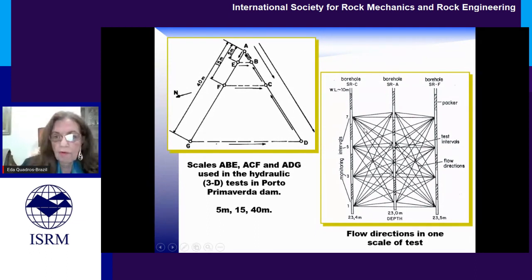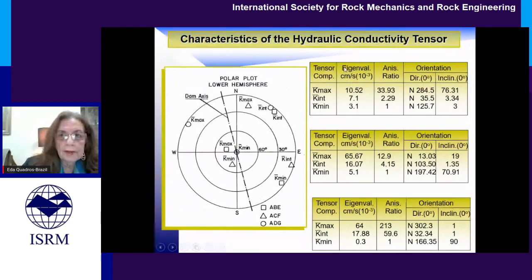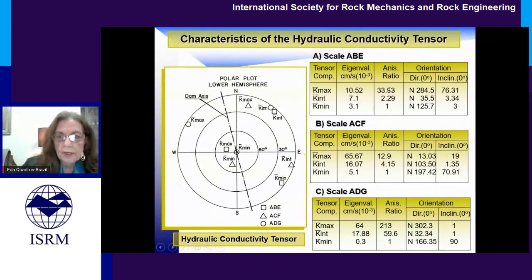And here is an example for three boreholes of test, the flow direction in one of the scales. And here, the characteristics of the hydraulic conductivity tensor shown by the eigenvalues, the anisotropy relation also for each scale of test, and the K maximum and the K minimum for each scale of tests. The anisotropy relation was very high in the large scale ADG, which was the largest one, because of the high influence of large discontinuities observed in basaltic rocks.